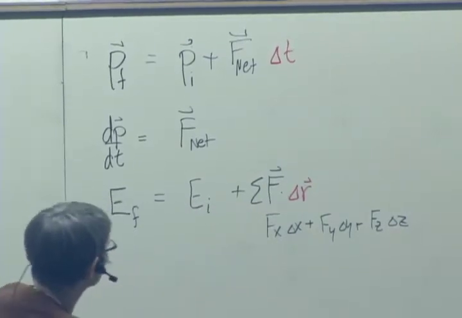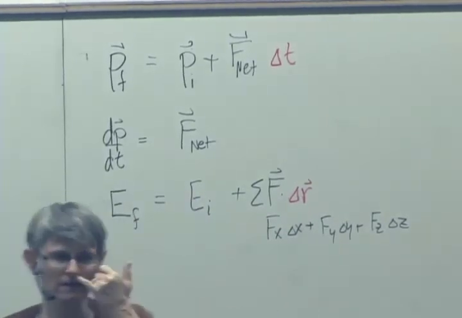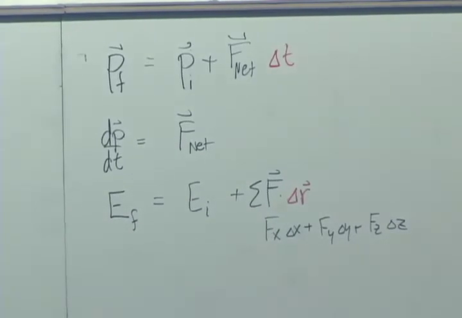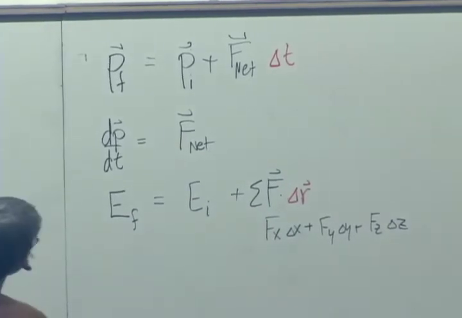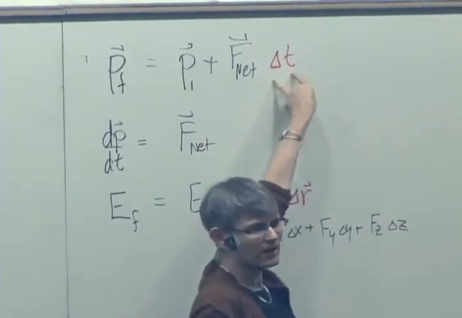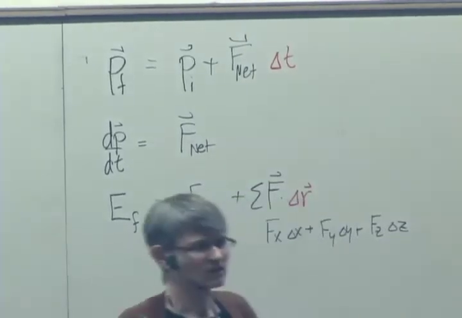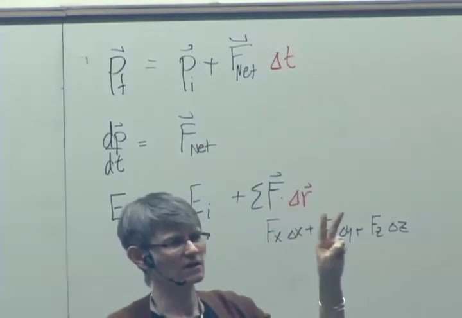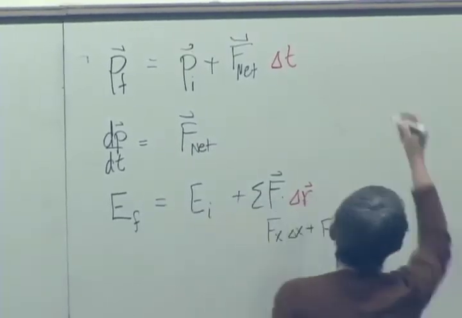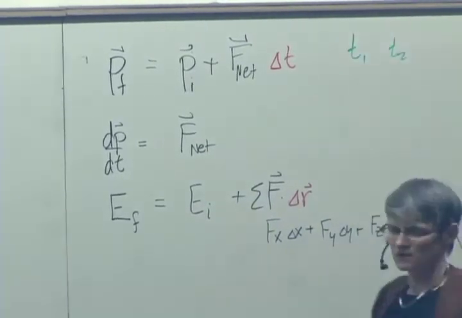So notice that they're all always valid. Any of these equations is always true no matter what you choose as a system and what you choose as a situation. But note that this form of the momentum principle has a delta t in it. This means that implicitly, at least, there are two different times. There's some kind of time advancing. You've got two times here, so there's some T1 and some T2.